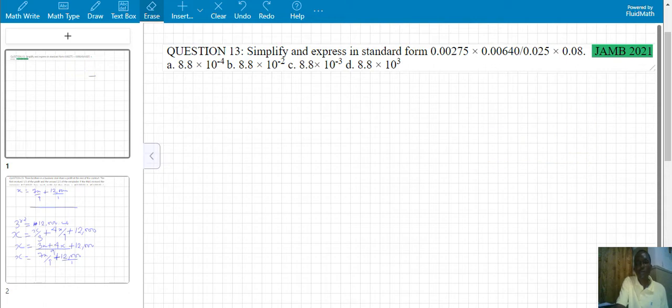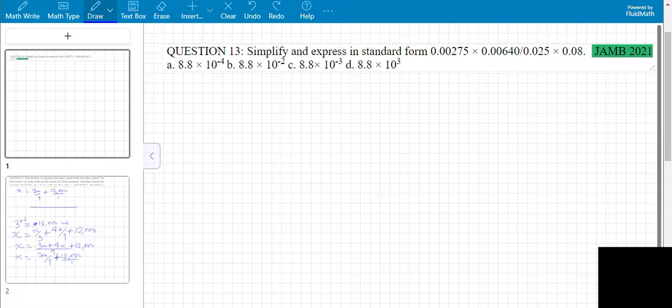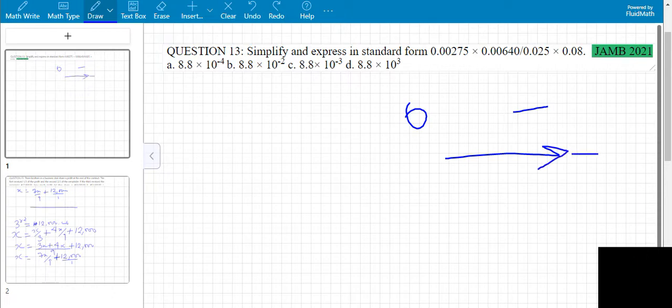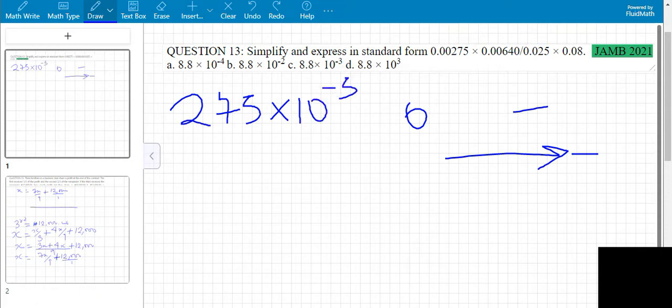Now let's consider the first part. The first part says we should simplify 0.0000275. Now, if we start counting from this point, we'll have 1, 2, 3, 4, and 5. Remember, we counted from this way, so it's going to give us a negative power. So we are going to have 275 times 10 raised to power minus 5.